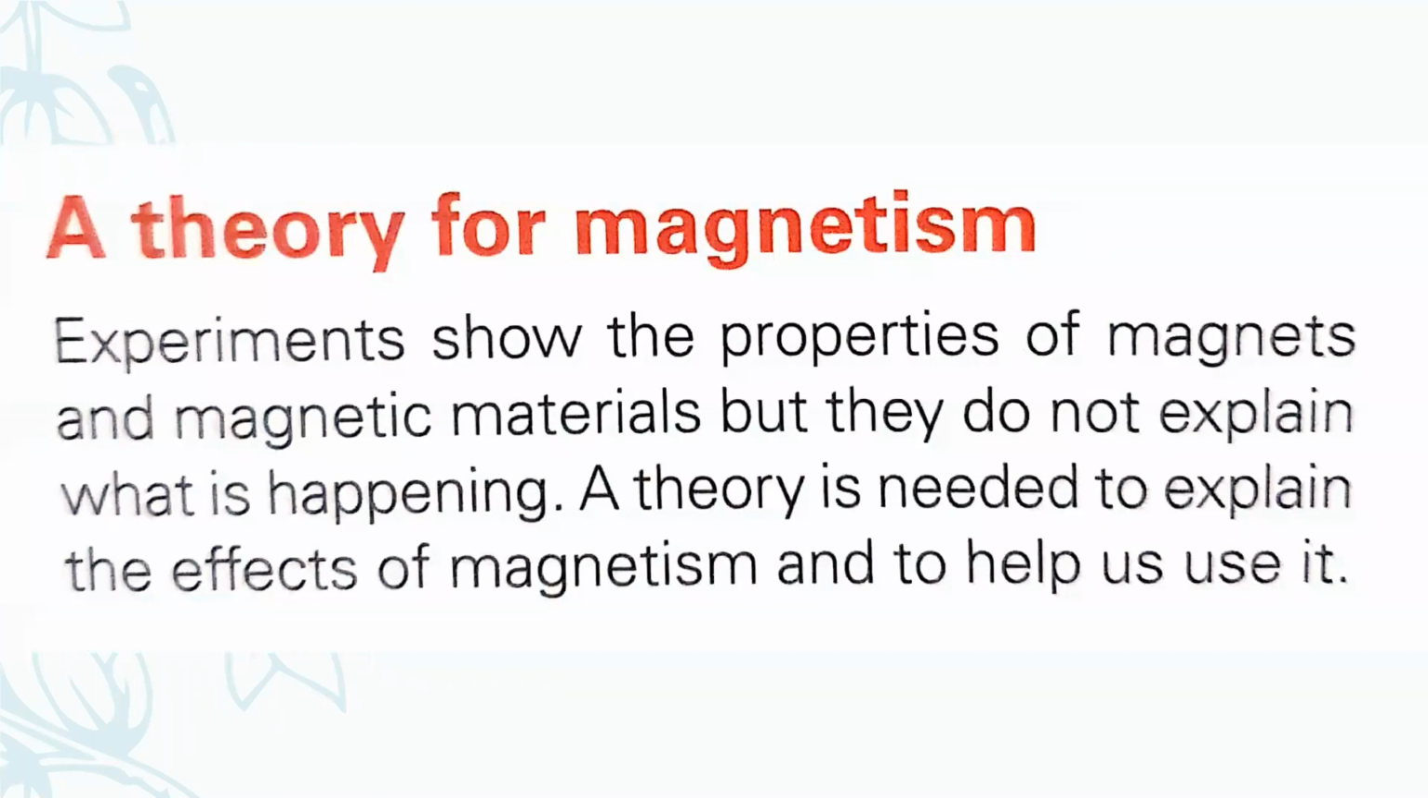The theory of magnetism gives us an idea about experiments. Those experiments show the properties of magnets and magnetic materials. We all know that the experiments we perform give us an idea about magnets and magnetic materials, but those experiments do not explain what is happening. So a theory is needed to explain the effects of magnetism and to help us use those experiments. So we must connect those experiments with a theory that will explain them.